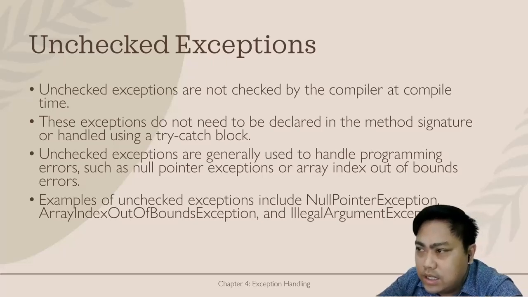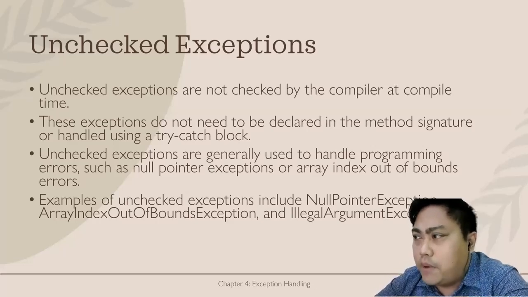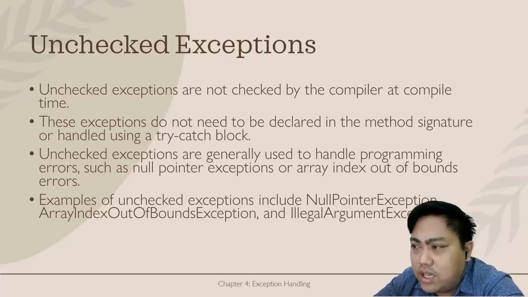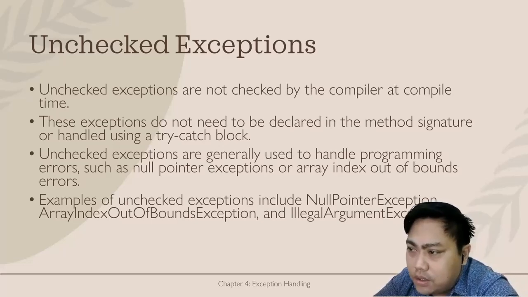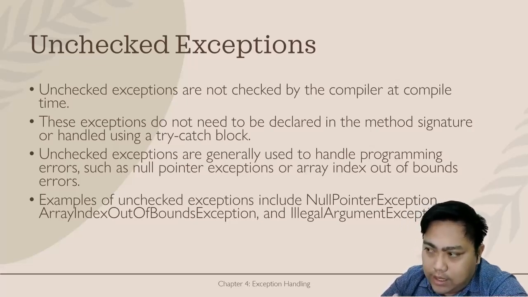So next would be the unchecked exception. The unchecked exceptions are not checked by the compiler at compile time. So these exceptions do not need to be declared in the method signature or handled using a try catch block. Unchecked exceptions are generally used to handle programming errors such as null pointer exceptions and array index out of bounds errors. Examples of unchecked exceptions include NullPointerException, ArrayIndexOutOfBoundsException, IllegalArgumentException, and many more.